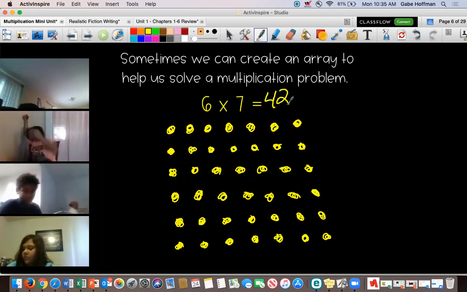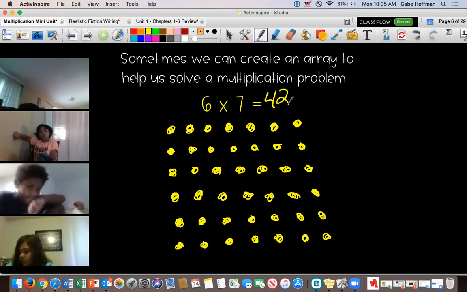Okay, so I put in 6 rows. And then I put 7s on those 6 rows. And then I just added 14 for 3 14s because 7 plus 7 equals 14. And then I added those 14s up and I got 42.